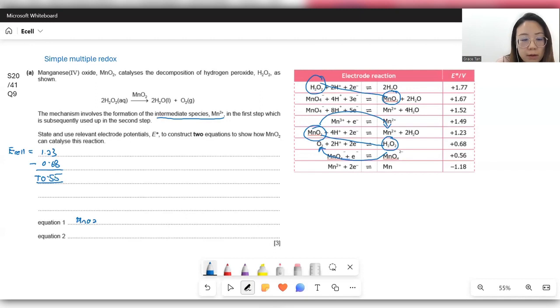MnO2 plus 4H+, and then plus H2O2, to give Mn2+ plus 2H2O plus O2 plus 2H+. Now I'm going to simplify these 2H+ and these 4H+. I'm going to make it 2 on the left, so I will just make it a bit more clean. I'll just immediately put here 2H+. That's the net effect, 2H+.